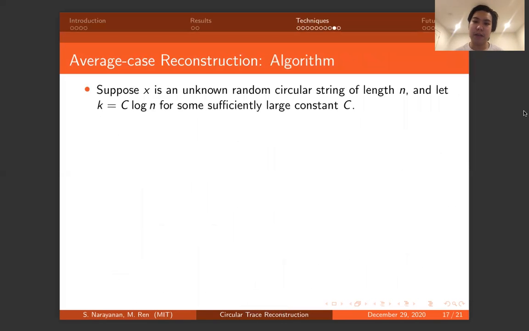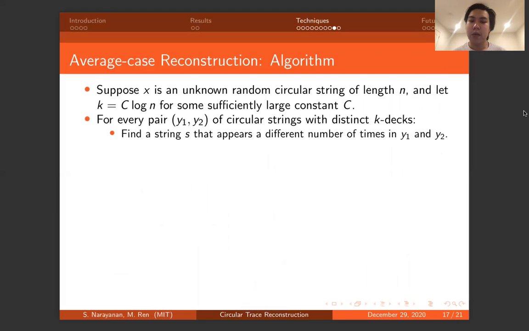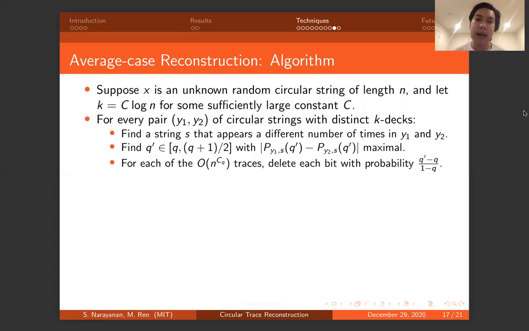So to quickly summarize the algorithm, let's say we have an unknown random circular string x. We're going to let k be some constant times log n, and we're just going to check every pair of circular strings with different k to x. And we're going to compare q y1 s and q y2 s over the interval q plus 1 over 2, where s is some string that appears a different number of times in y1 and y2. And then we're going to simulate this higher deletion probability, and we're going to check how often the traces we see start with s.